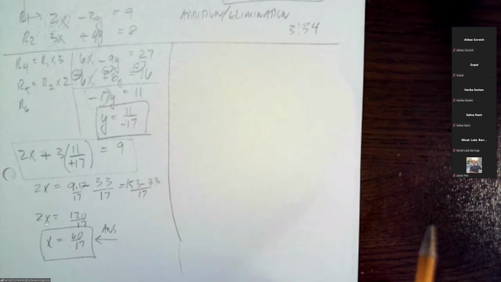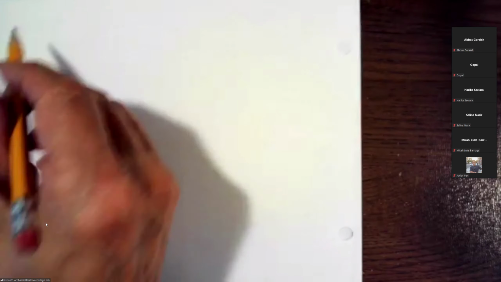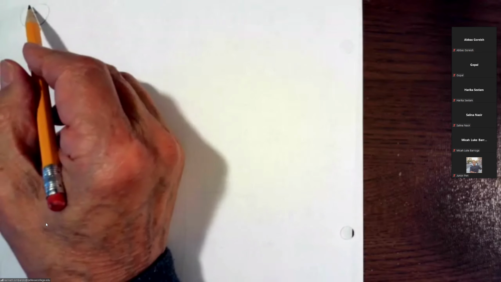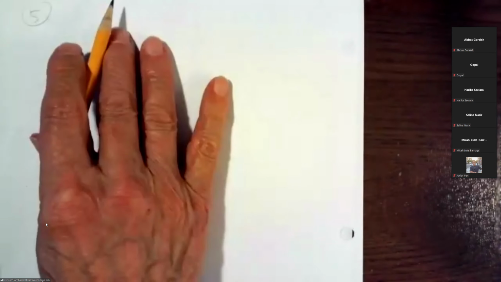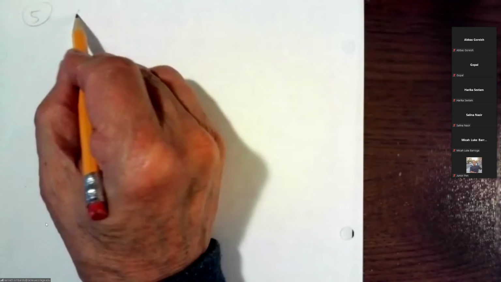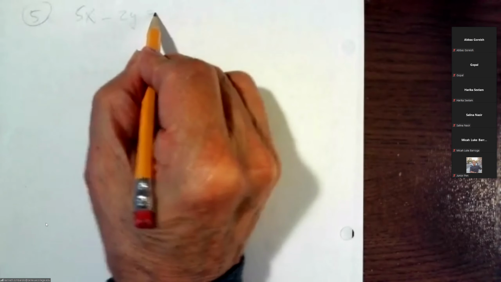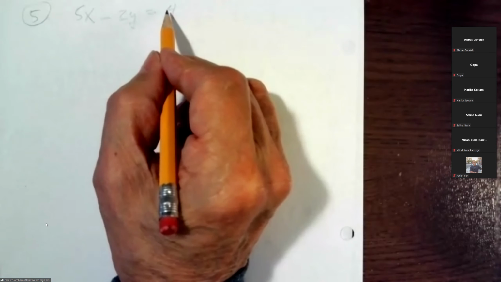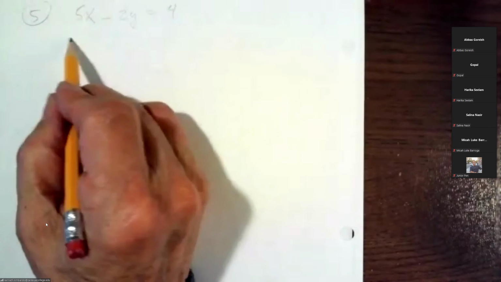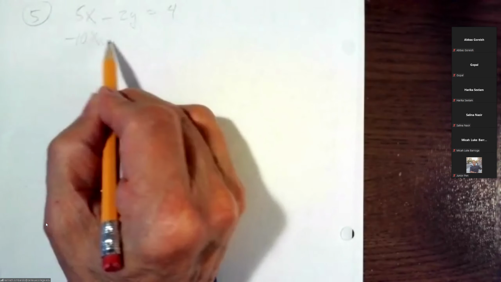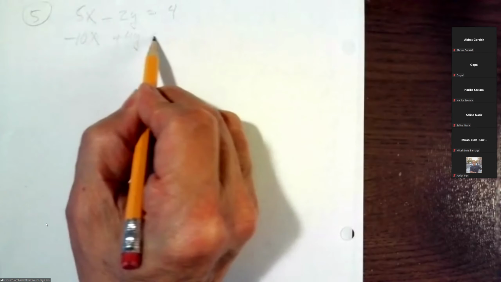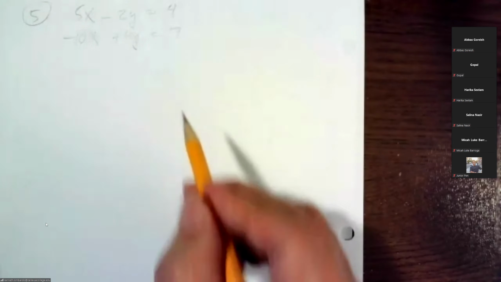All right, let's try a new one. We're up to problem 5. Let's say that 5 looks like the following. Let's put it in order. 5x minus 2y equals 4, and negative 10x plus 4y equals 7.